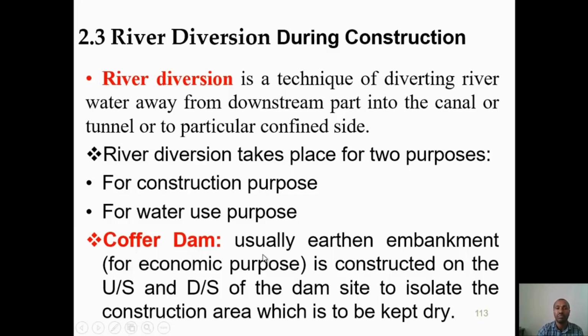So a coffer dam, usually an earthen embankment for economic purposes, is constructed on the upstream and downstream of the dam site to isolate the construction area, which is kept dry. To make it dry, you should divert water, or you should have a coffer dam on both upstream and downstream, blocking the river flow. Then you construct the diversion.